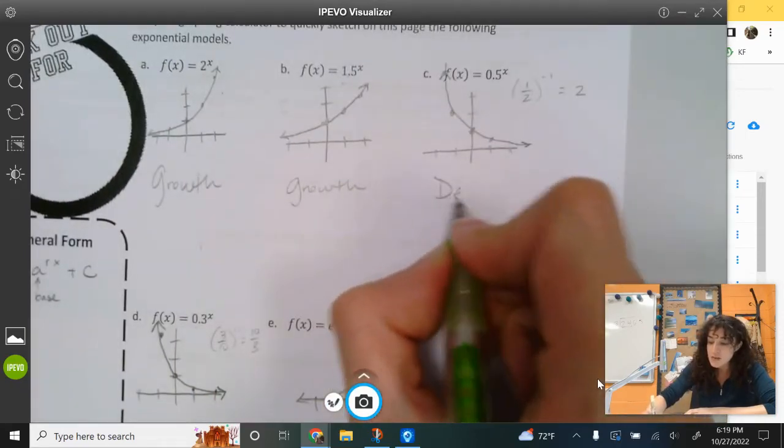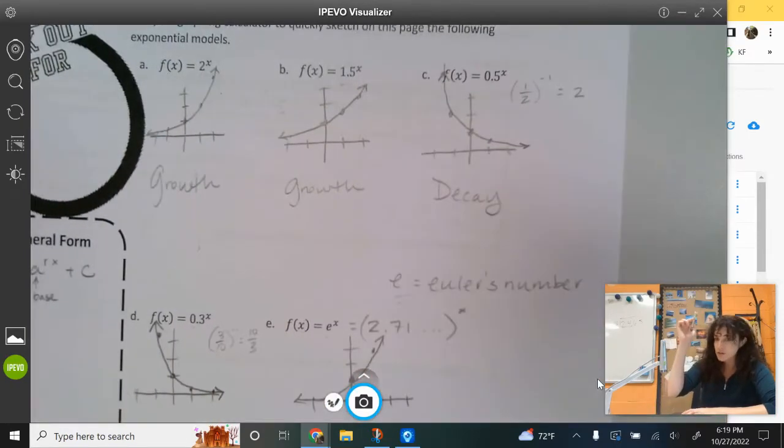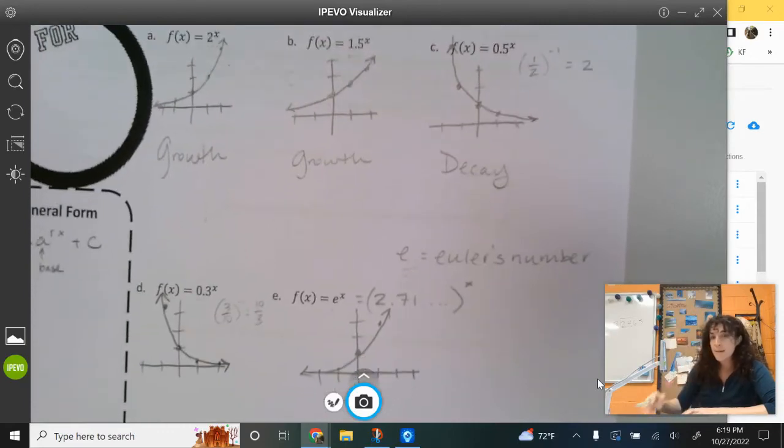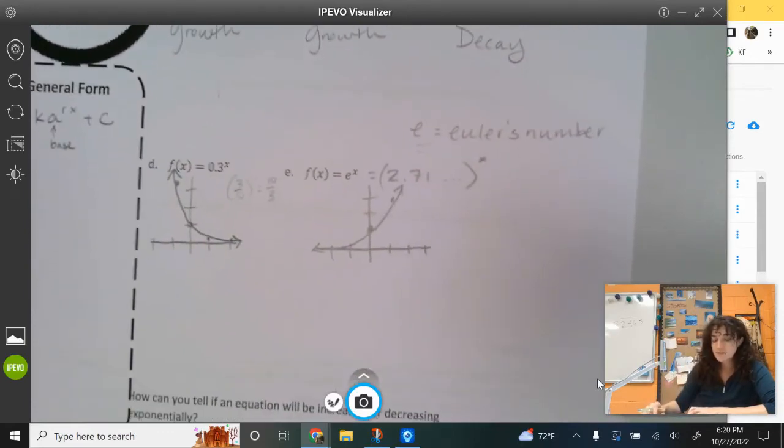Versus a decay, it would be helpful to just draw out a quick sketch of like, okay, this is what a decay would look like to kind of help you figure out what's going on there.